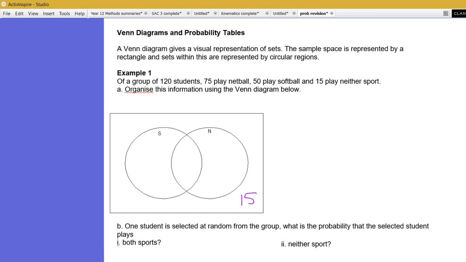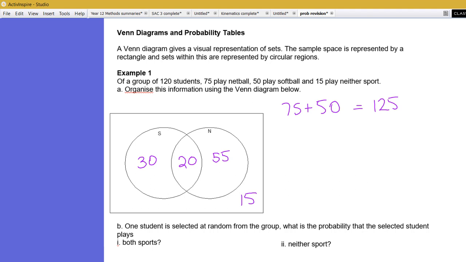And we know that that means there's 115 who play either softball or netball. So if we have 75 playing netball and 50 playing softball, that gives us a total of 125, but we only had 105 to choose from. So that means there must have been 20 who played both, which means out of the 50 who played softball, if 20 play netball as well, there's only 30 who play softball only. And out of the 75 who played netball, there must be 55 who didn't play softball.